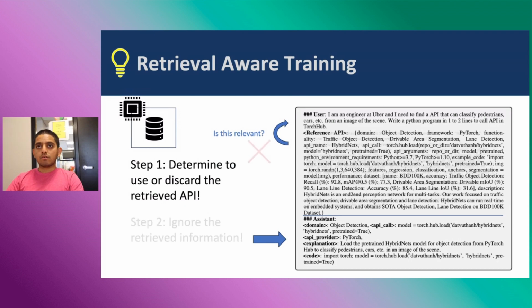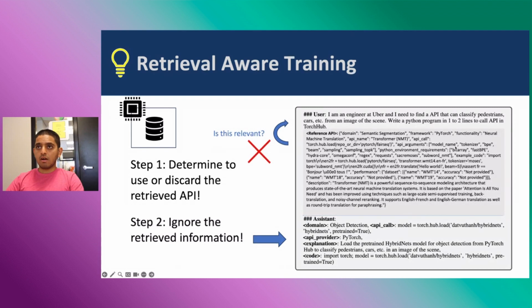So what happens if you were to, instead of giving it hybrid nets, give it over here another API which is not really correct? So, PyTorch fair sequence. Now, this is a language translation API, and you can see how to classify pedestrians or cars, etc. from an image, giving it a reference language translation API is the wrong API. So in this case, the LLM is supposed to implicitly identify that, look, this is not the right API. This is actually the wrong API call.